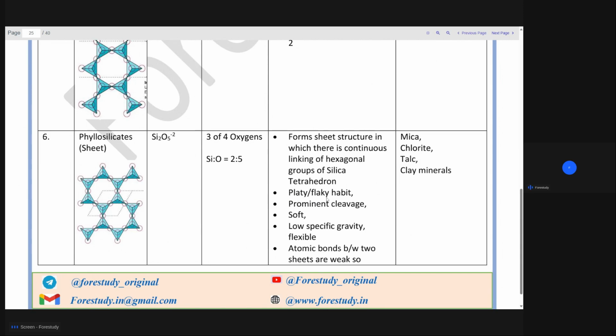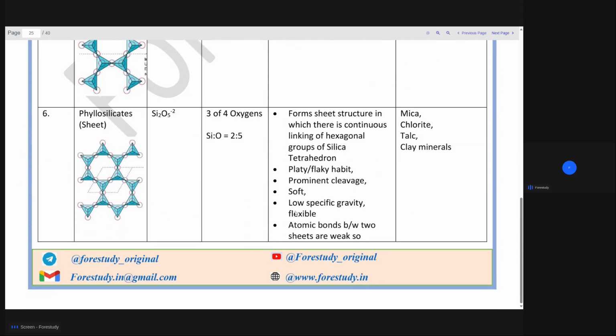As it is a spread-out silicate, it will have a platy and flaky habit. Prominent cleavage will be there. Very soft and very brittle. Low specific gravity, flexible, and atomic bonds between two sheets are weak. Because it is a sheet type, atomic bonds are very weak and it can be torn apart. You can tear mica with your hand only. If you are given a mica sheet, you can just tear it like paper. So mica is very soft.